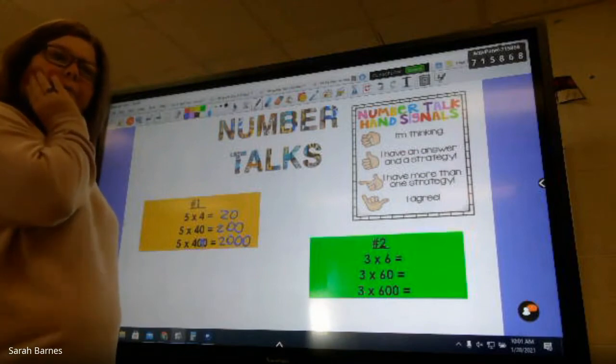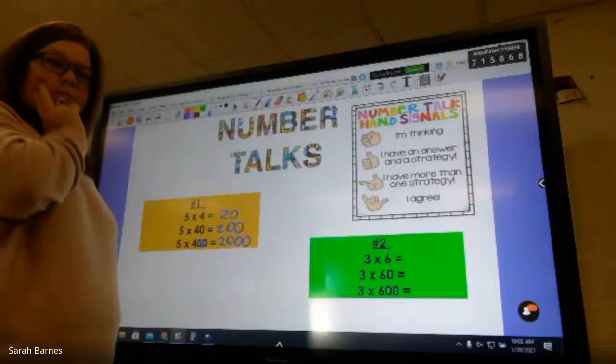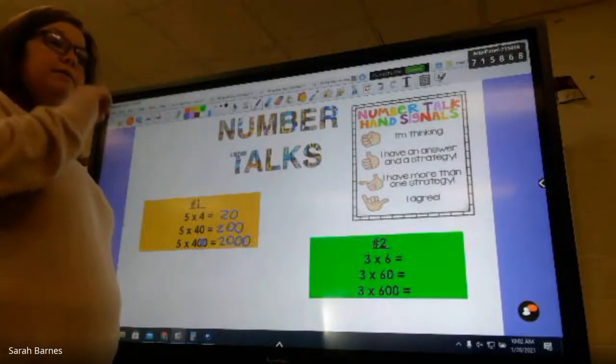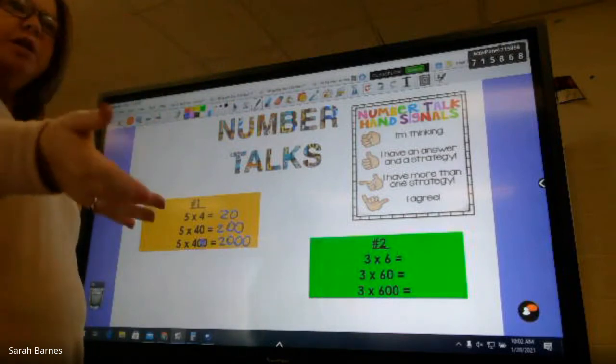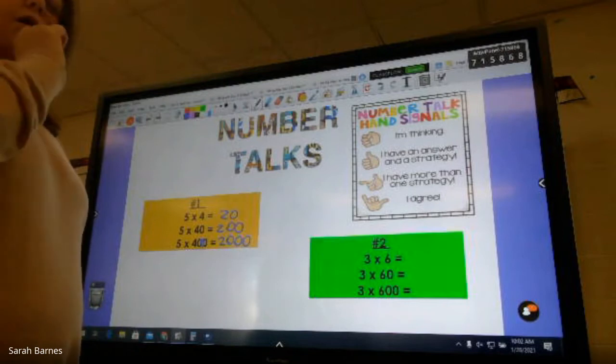Okay, go ahead. That's the same number. Okay. How many dots did you put in each circle? 6. Okay, you can do it that way. So 6 plus 6 plus 6, right? Repeated addition. What else? Harmony, how did you do it?